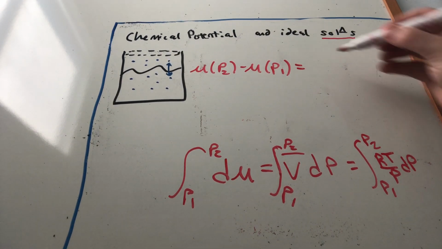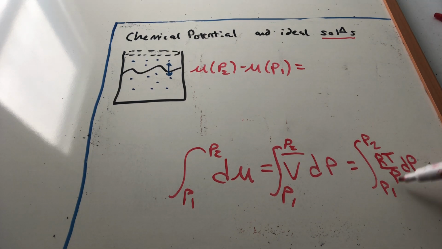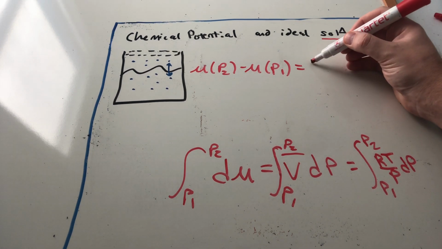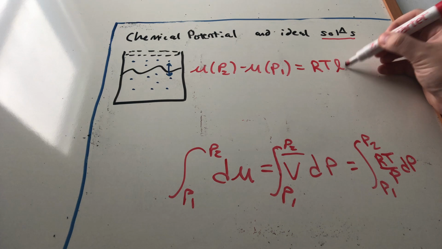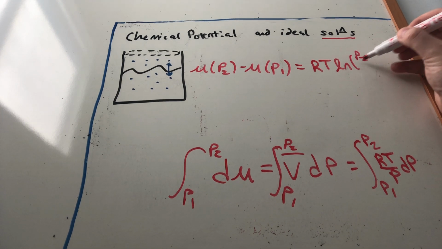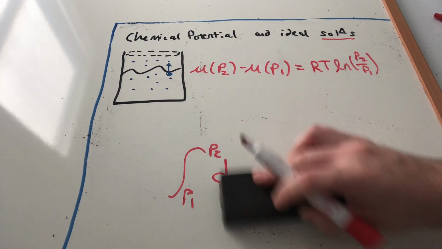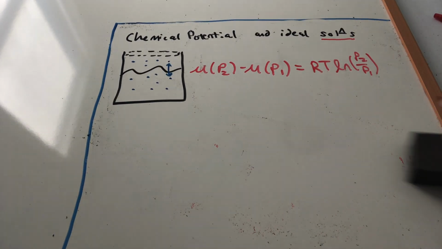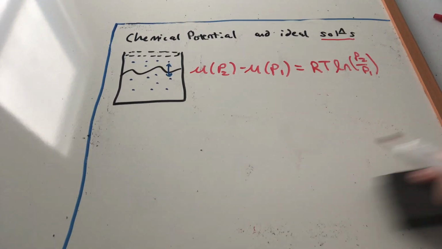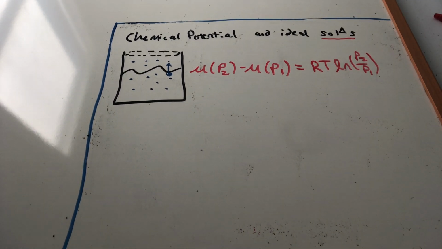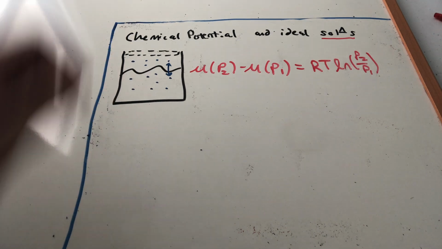Over here, I pulled out the RT. I have a dP over P. So I'm going to have an RT natural log of P2 over P1. Now we're going to make some changes here. We're going to just add information, because eventually we're going to be using expressions and talking about solutions. But remember what we're talking about right now.